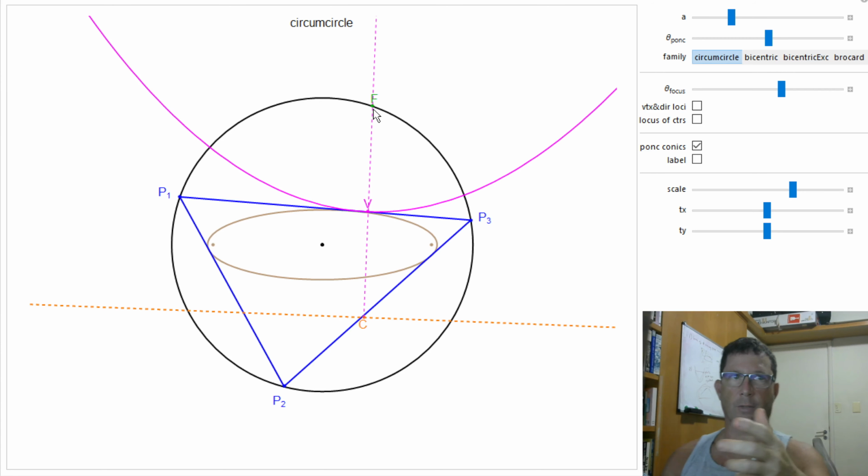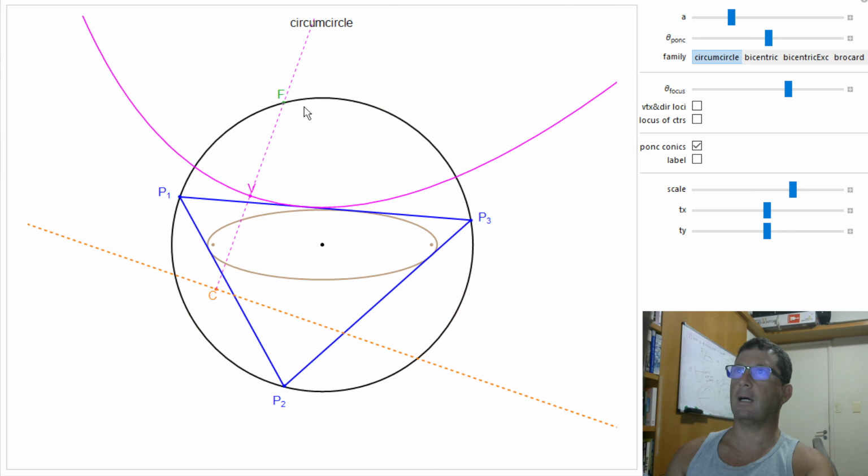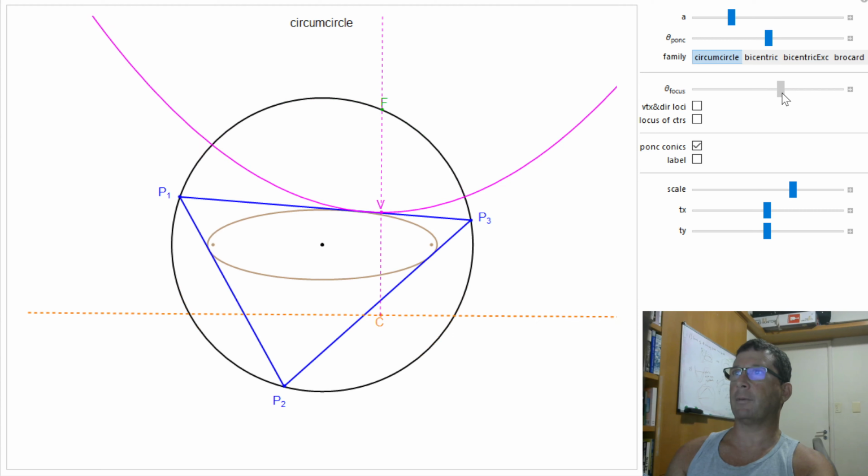And this is true for any triangle, right? The foci of all possible inparabolas for a fixed triangle lie on the circumcircle. So if I move my focus around, I'm sliding it over the circumcircle, I get a different inparabola.